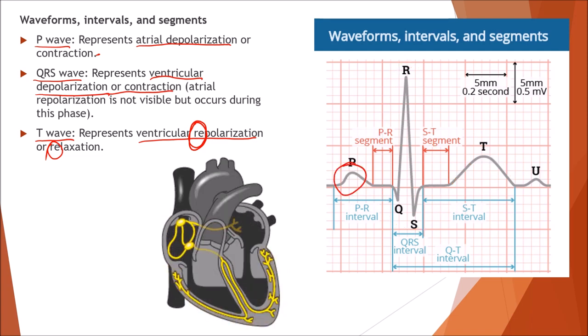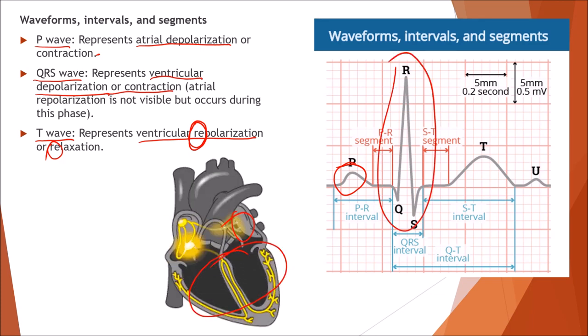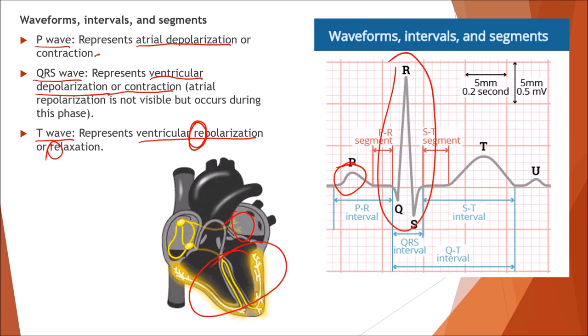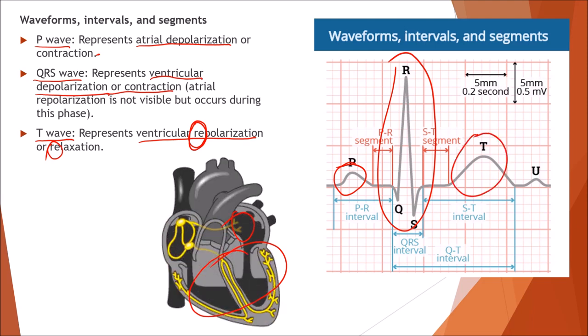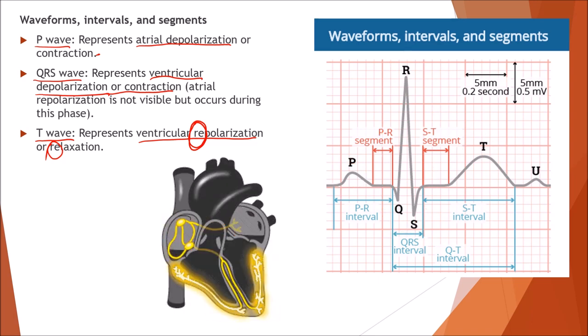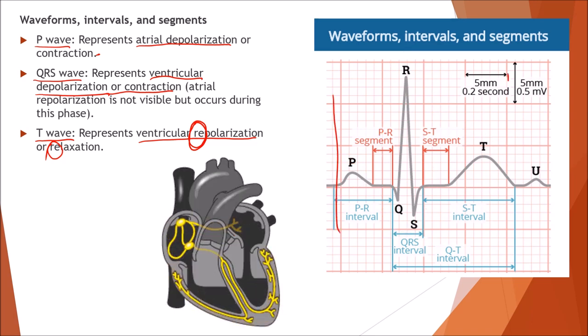So P wave, atria contract, right? Atrial depolarization. QRS complex, ventricles contract. Ventricular depolarization. T wave, ventricles now are going to relax. Ventricular repolarization, ventricular relaxation. So this right here, the PQRST, that is one cardiac cycle.